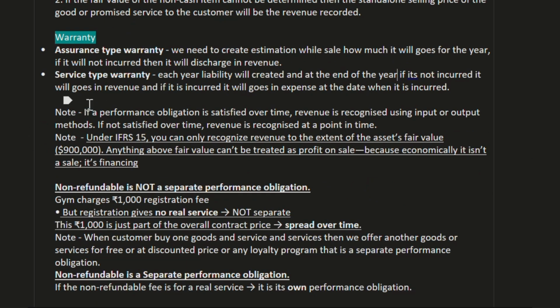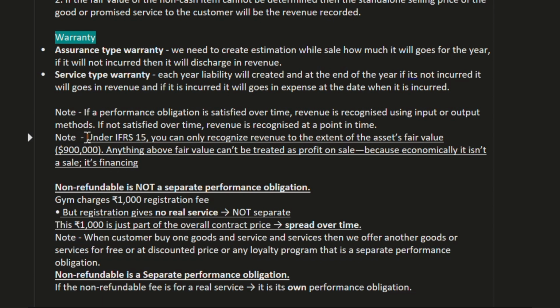Now, if performance obligation is satisfied over time, revenue is recognized using the input or output method. If not satisfied over time, revenue is recognized at a point in time. Under IFRS 15, you can only recognize revenue to the extent of the asset's fair value.